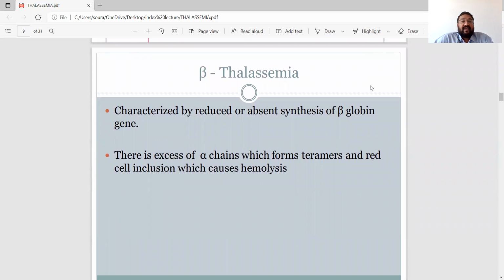Beta thalassemia is characterized by reduced or absent synthesis of the beta globin chain. Because of the decreased or absent level of beta globin, there is excess of the alpha chain, which forms tetramers and red cell inclusion bodies, which cause premature hemolysis of the RBCs and various clinical manifestations because of this hemolytic feature.